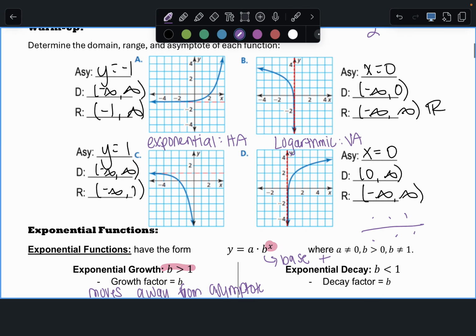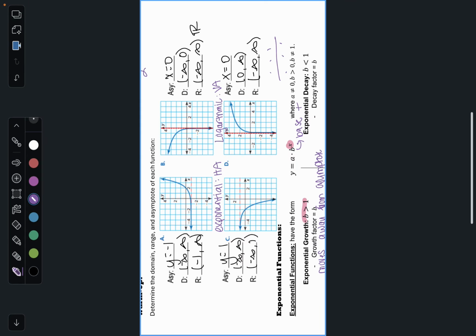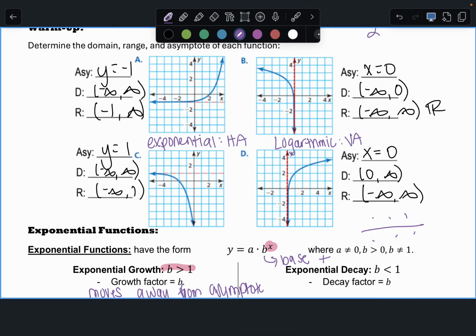So if we look up here, and I don't want us to think of growth and decay as positive and negative, because that's not necessarily what it is. Our a value is going to determine going down or going up. But the b is going to determine how fast our graph does that, okay? If we look here, is this line moving closer to our asymptote as we go towards infinity or farther away? Farther away. Even though it's going down, this is still exponential growth.